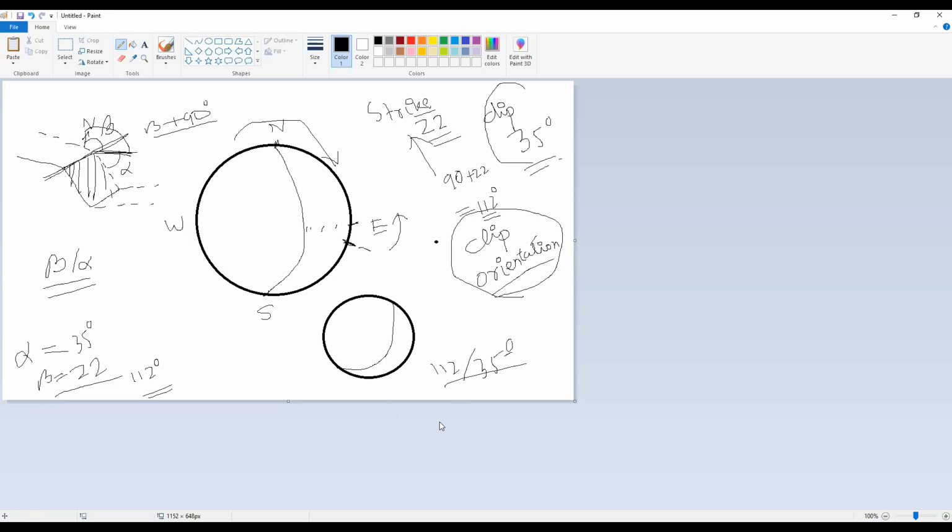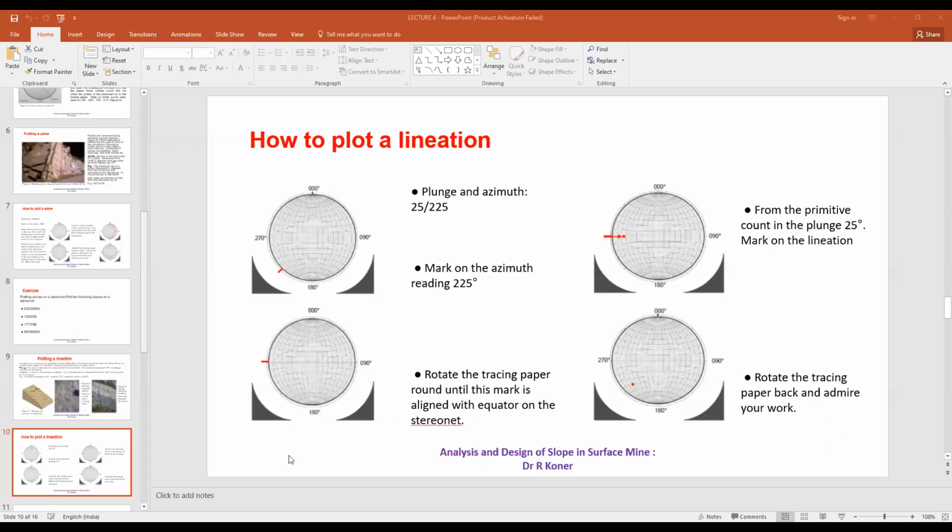Now it is clear? Yes, sir. So that's why the orientation is more than 90. Sir, in reference to strike we are taking three digits? That's why we are taking three digits, sir: 035, 022, 9.